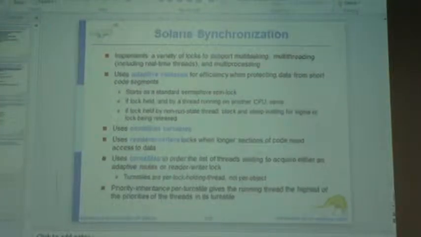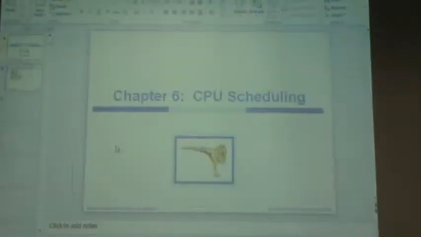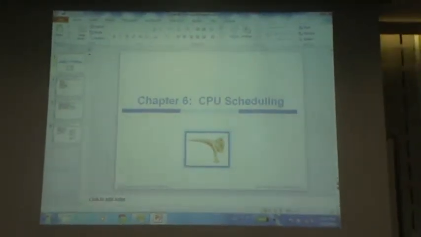We have a lot of things today. So you can go over the example of synchronization for Solaris, Windows, and Linux systems. Then the next topic is CPU scheduling.